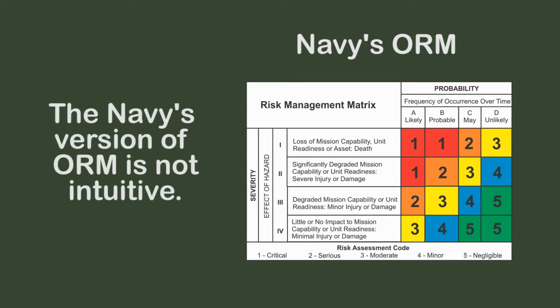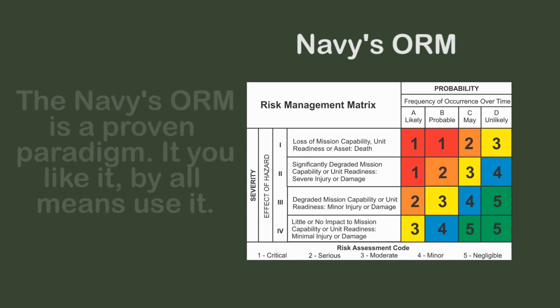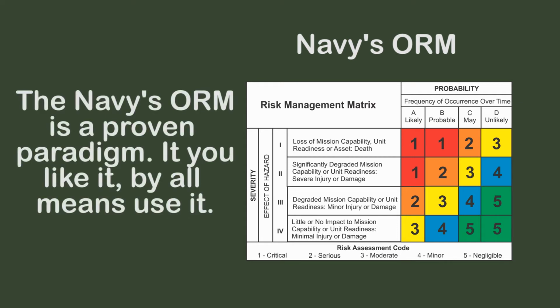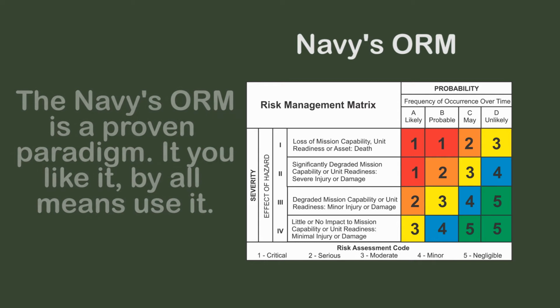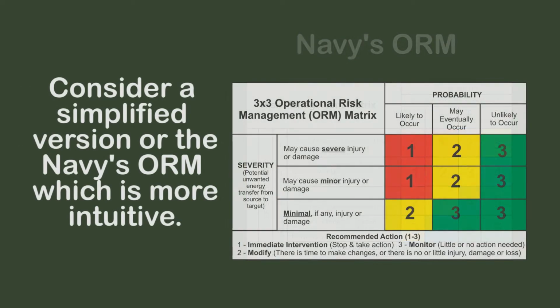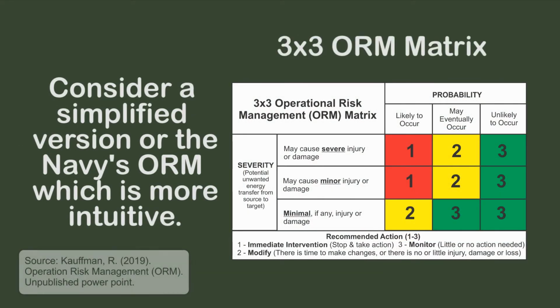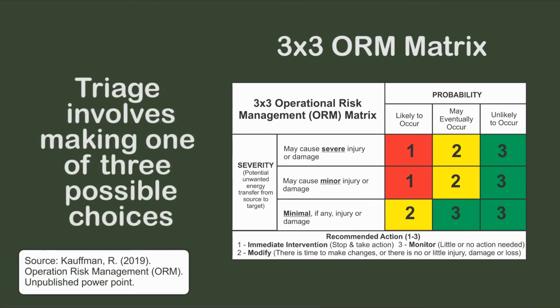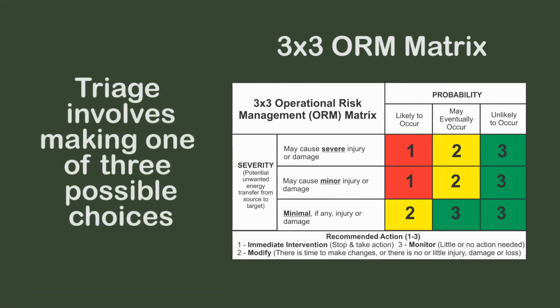The Navy issues a 3x5 card of the table, which suggests that the 16-cell table is not really intuitive. If the Navy version fits your circumstances, by all means use it. It is a proven paradigm that has reduced accidents. Consider a simplified version of ORM that is less complex and doesn't require a cue card. It focuses on the triage principle, which makes it more intuitive.